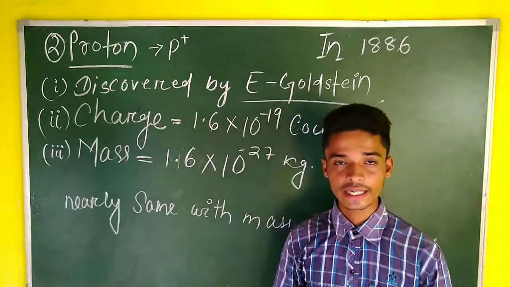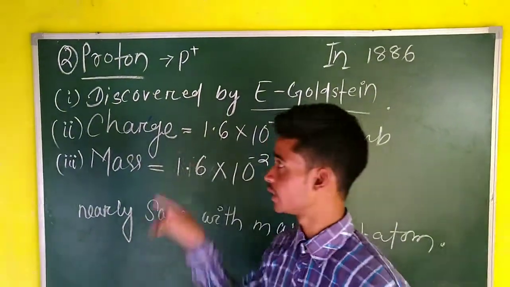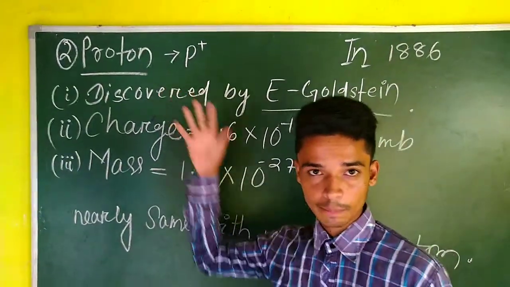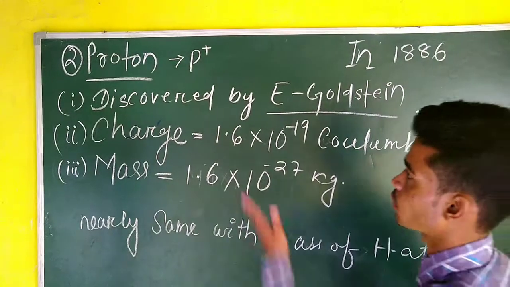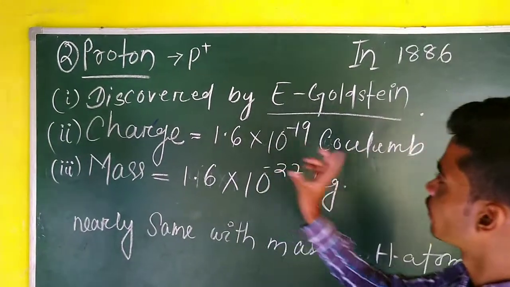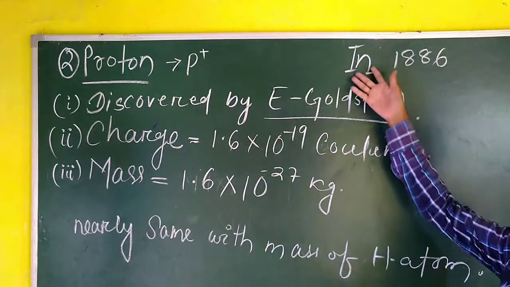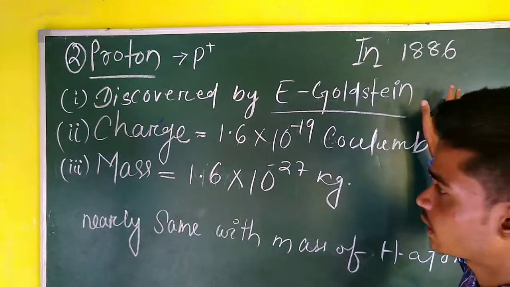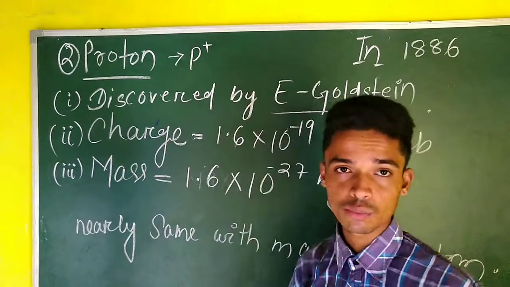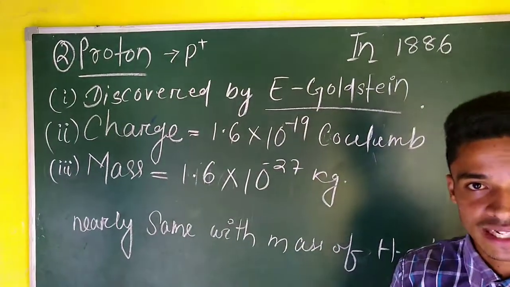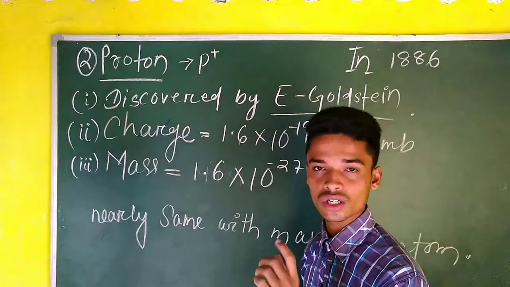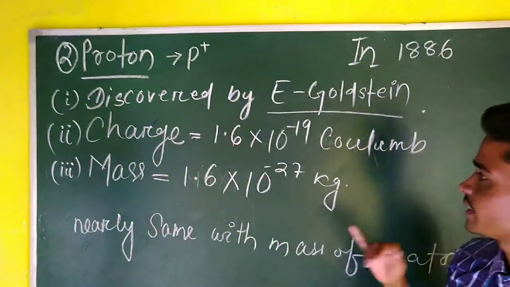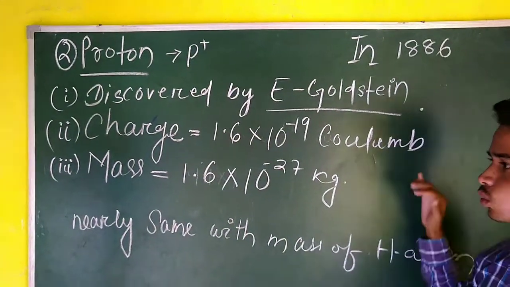Students, second I will describe some points related to proton. Proton is represented by P. The first fundamental related to proton is that proton was discovered by E. Goldstein in the year 1886. What is the charge of proton? Proton is a positively charged particle, not negative or neutral, not zero, only positive charge. So the charge of proton is 1.6 into 10 to the power minus 19 coulomb.